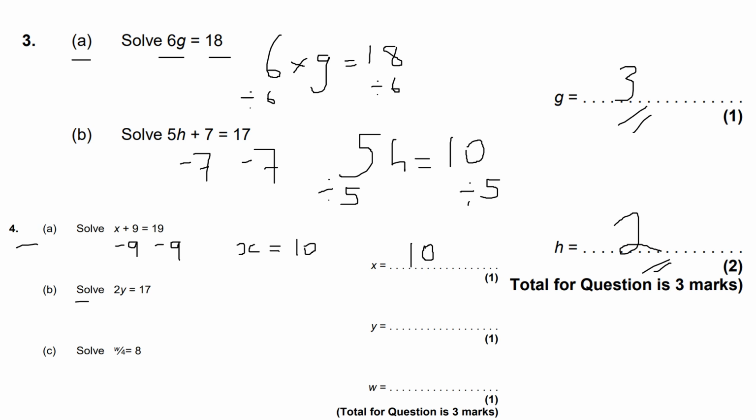Part B, solve 2y equals 17. So y will equal 17 divided by 2, which I can simplify here. Written as a mixed number, that'll be 8 and a half, or 8.5.